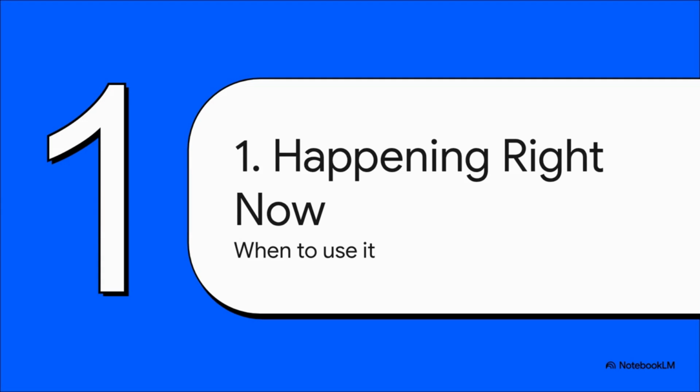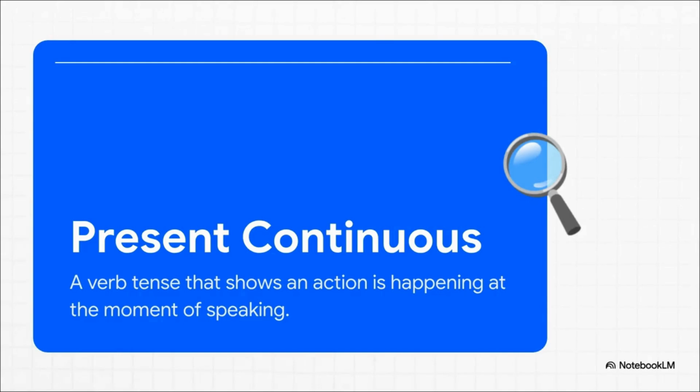All right, part one, happening right now. This is the main idea, the most important thing to remember. We use the present continuous for actions that are in progress at this very moment. You know, they've started, but they haven't finished yet. So, if you want the official definition, here it is. It's a verb tense that shows an action is happening at the moment of speaking.